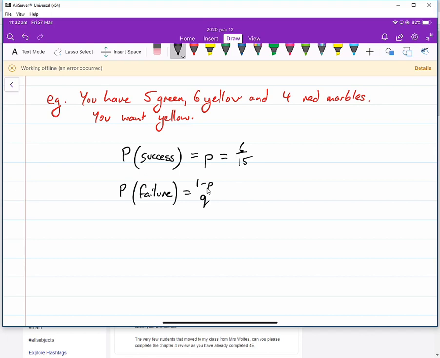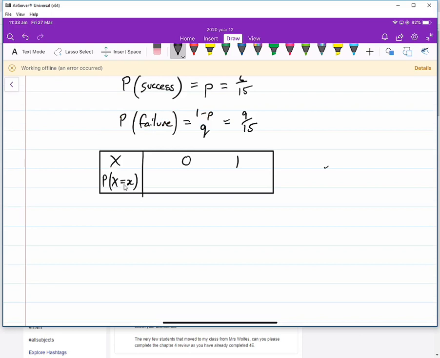You either have 0 for failure, or you have 1 for success, and we've seen these in year 11. Therefore the probability that x is equal to 0, getting our failure, is 9 of 15, and the probability that x is 1 is 6 of 15.